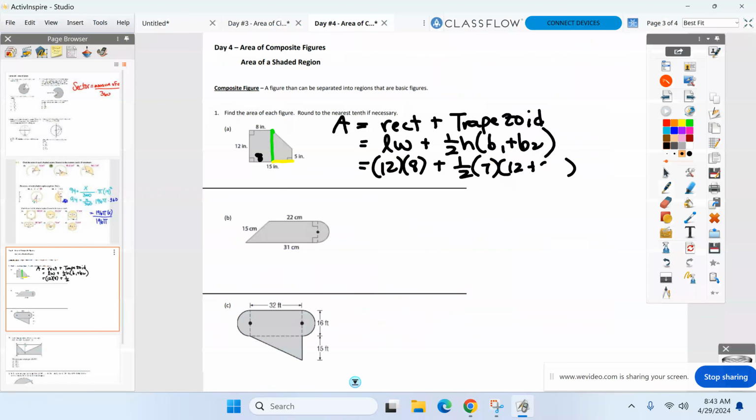I can see the one base is 5 because it's written on there. How'd you know the other base was 12? Because it's the same as the height of the rectangle. There you go. Opposite sides congruent, a rectangle, 12. And there we go. So we're going to break these up into figures we are familiar with. And now you just number crunch on the calculator. Rounding directions are on top if you need them. Down to the nearest tenth.